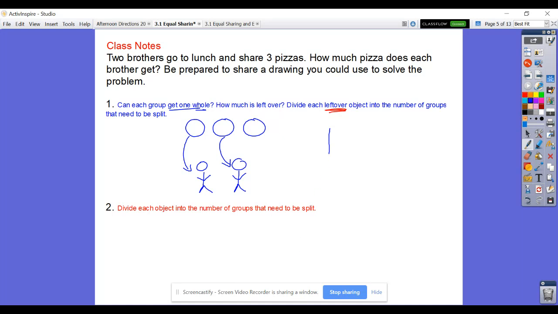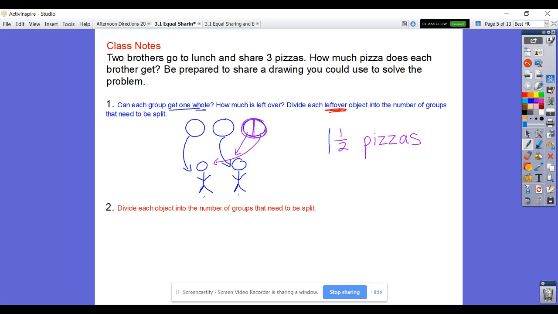And now we're going to look at the leftover. So the leftover is this third pizza. And we're going to split that into the number of groups that it needs to be split into. In this case, we have 2 groups, or 2 brothers, so not really groups, but 2, we need to split it 2 ways. So split that in half, and then each of them can get one more half, right? So you would get 1.5 pizzas, or I guess, I had said slices of pizza, that was wrong. We're thinking of the pizza as the whole. So this should be 1.5 pizzas.